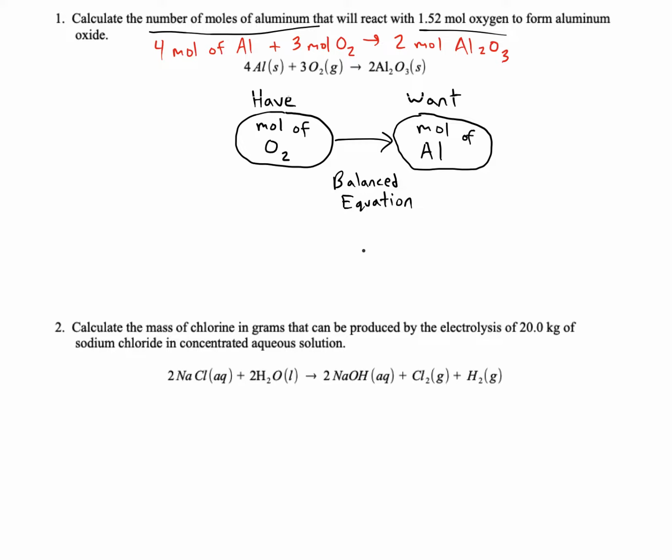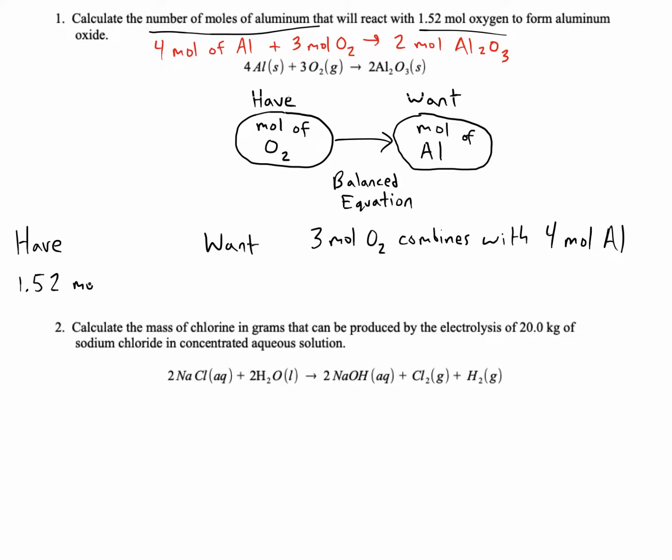Now from that balanced equation we can write the conversion. It is that 3 moles of O2 combines with 4 moles of Al. So like I had done in previous problems where we had done some conversions, you put what you have on the left and what you want on the right. We have moles of O2. In fact, we have 1.52 moles of O2. But we want moles of Al.